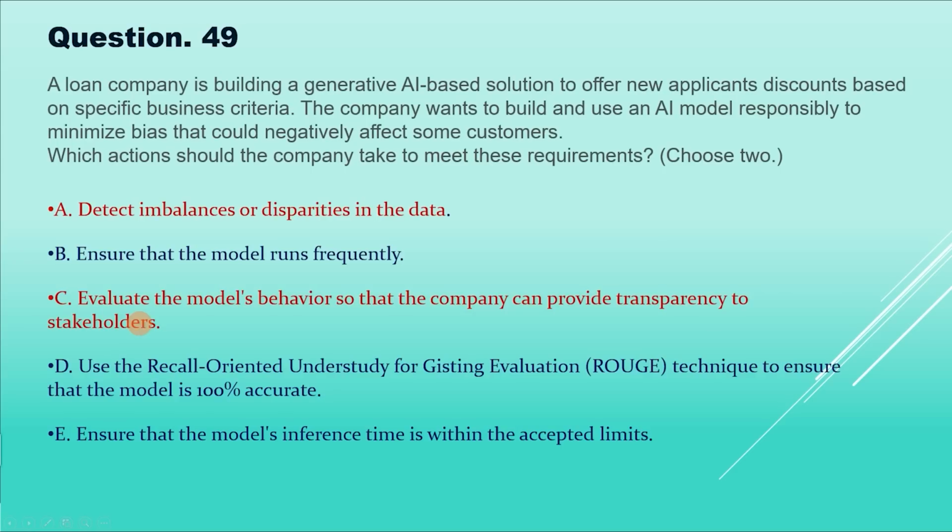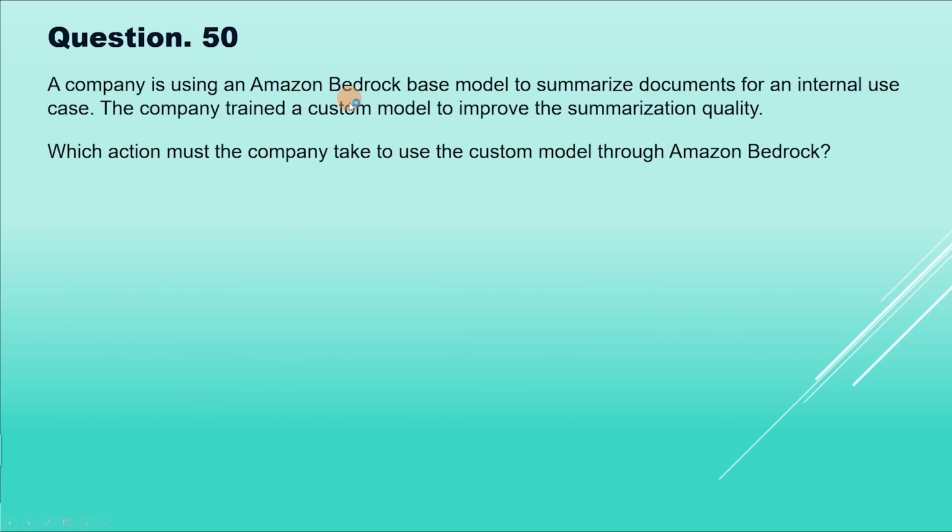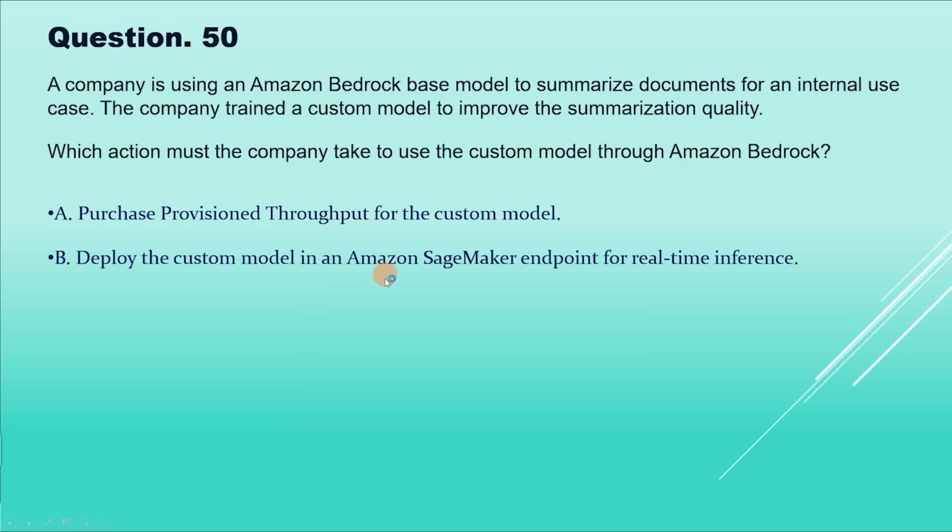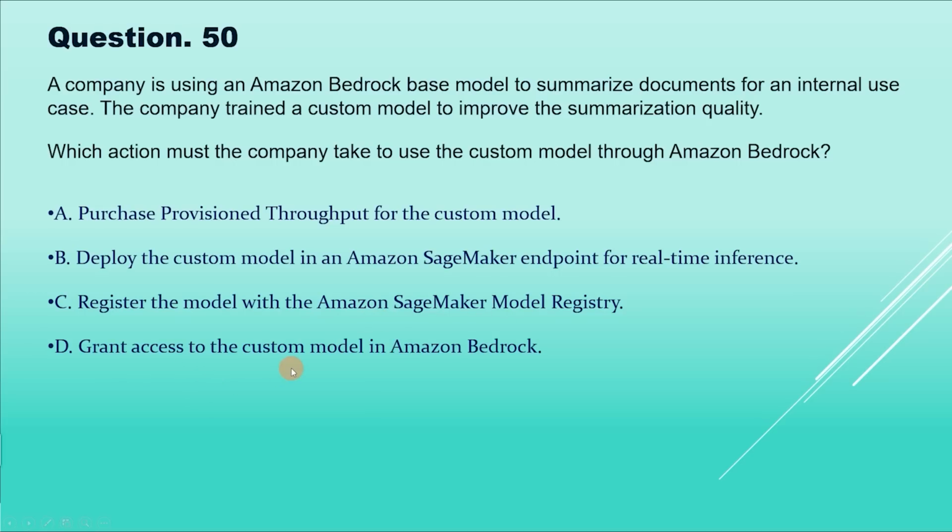Now question number 50. A company is using an Amazon Bedrock based model to summarize documents for an internal use case. The company trained a custom model to improve the summarization quality. Which action must the company take to use the custom model through Amazon Bedrock? Option A, purchase provisioned throughput for the custom model. Option B, deploy the custom model in an Amazon SageMaker endpoint for real-time inference. Option C, register the model with Amazon SageMaker Model Registry. Option D, grant access to the custom model in Amazon Bedrock. Take your time to guess the answer.